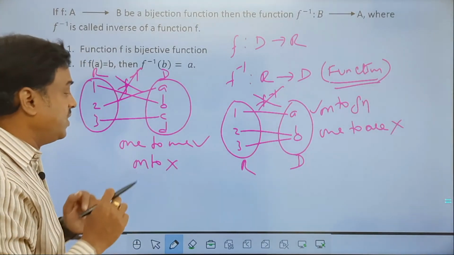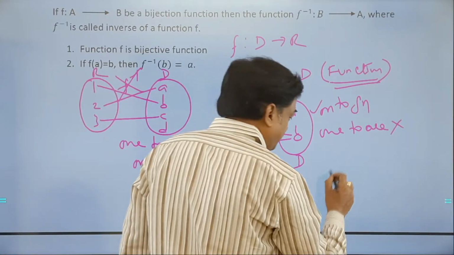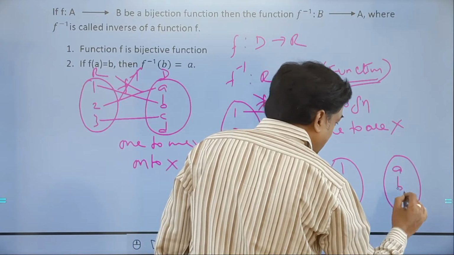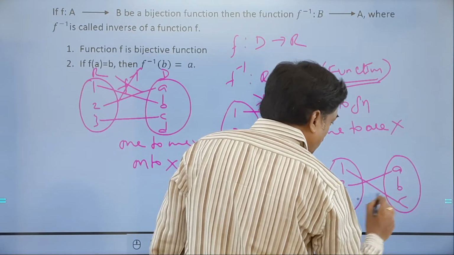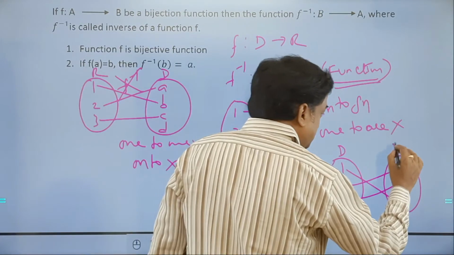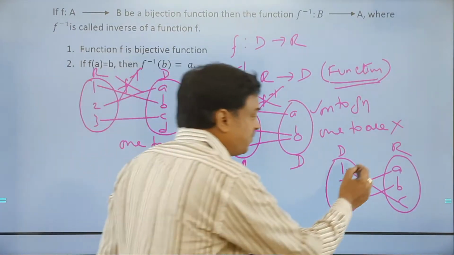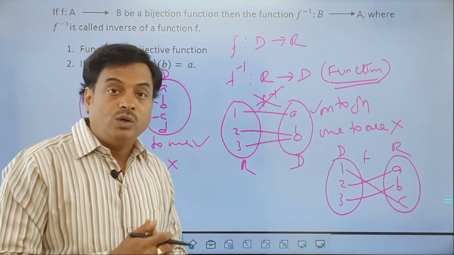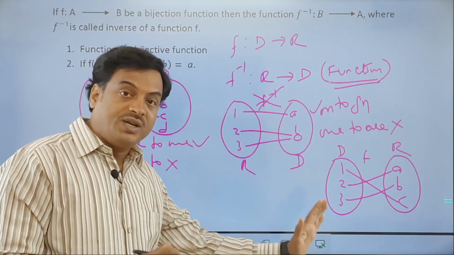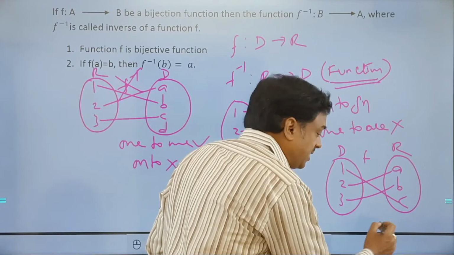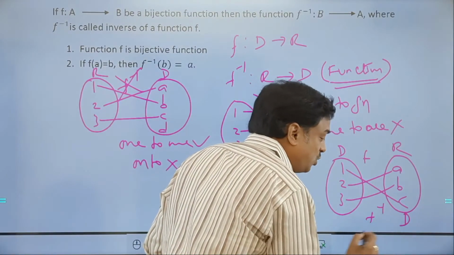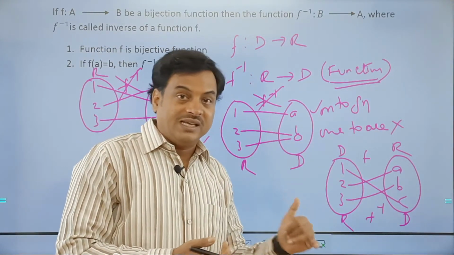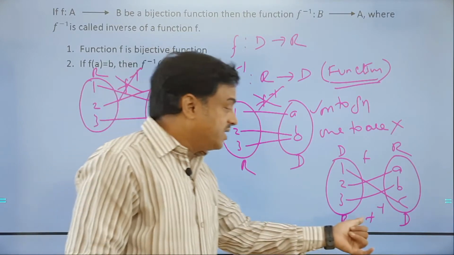Now when can I say inverse function is possible? Look at this case, all of you. Here if I take 1, 2, 3, I take A, B, C and the mapping is done like this. This is domain and this is range. Now can you call it a function? Yes. Can you call it 1 to 1? Yes. Can you call it onto? Yes. So it is a bijection function? Yes. Now if you take the inverse of the function, taking this as a domain and this as a range, is it a function? Yes. Is it 1 to 1? Yes. Is it onto? Yes. So inverse is possible.